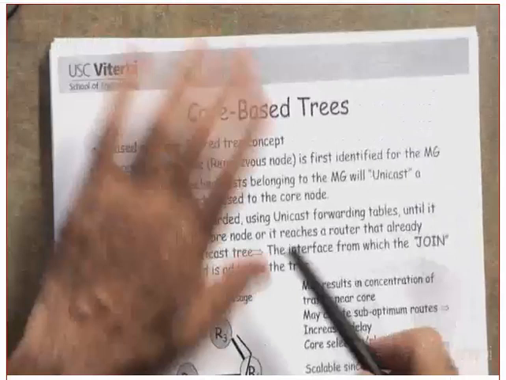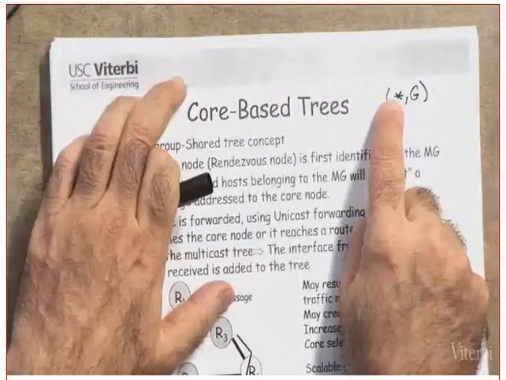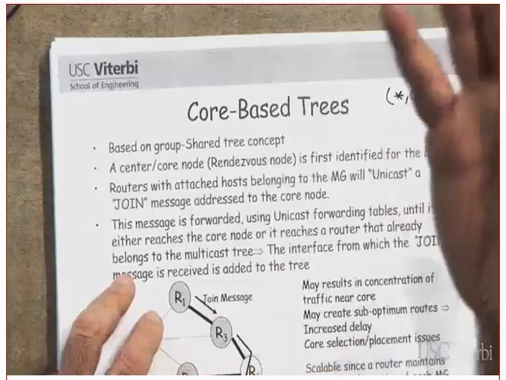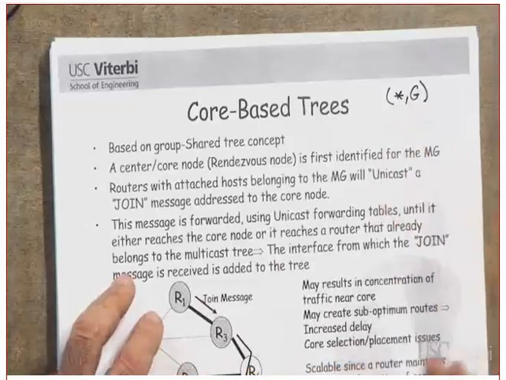Now, this one wants to send a join message. He will send a join message to the core point. Again, this is a unicast message. This becomes part of the tree. Now, where is the overall tree? This is the overall tree. All of them will use this tree.